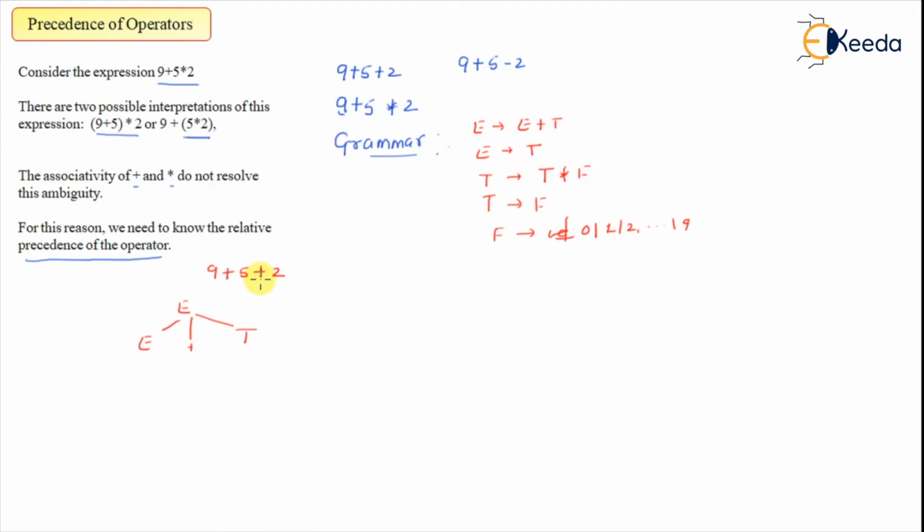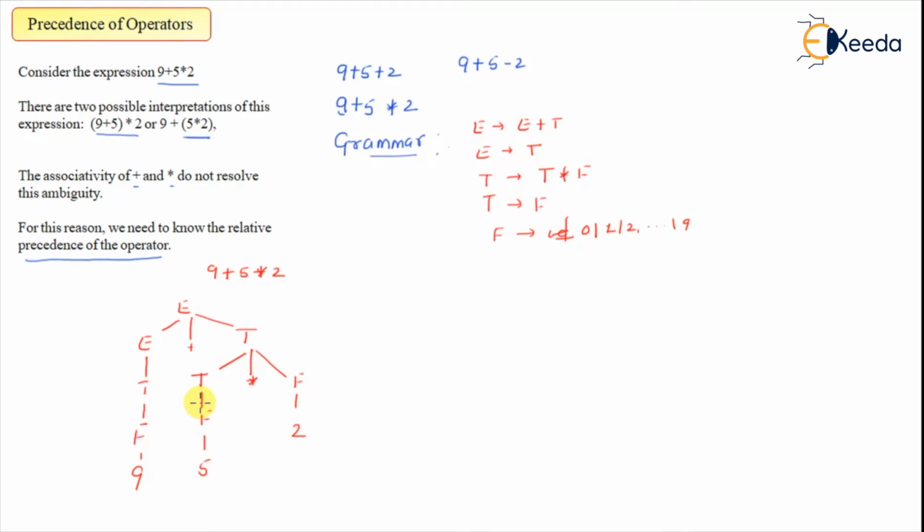Then I need a multiplication operator, and that I need on the right-hand side, so it is the responsibility of T. So that will be T star F. Then E to T, T to F, F to number 9, T to F, F to number 5, and F to number 2. So this is the parse tree for it.